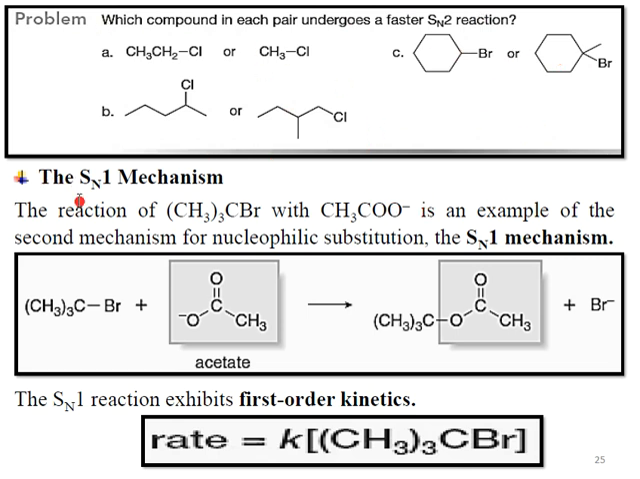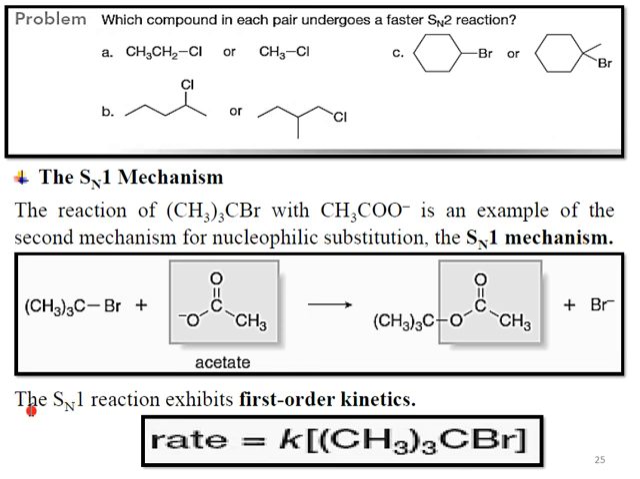And now the SN1 mechanism. What does SN1 mechanism mean? Here is the reaction of (CH3)3C-Br, that means we have three CH3 groups, with CH3COO minus, which is the nucleophile. This is an example for the second mechanism of nucleophilic substitution, the SN1 mechanism.